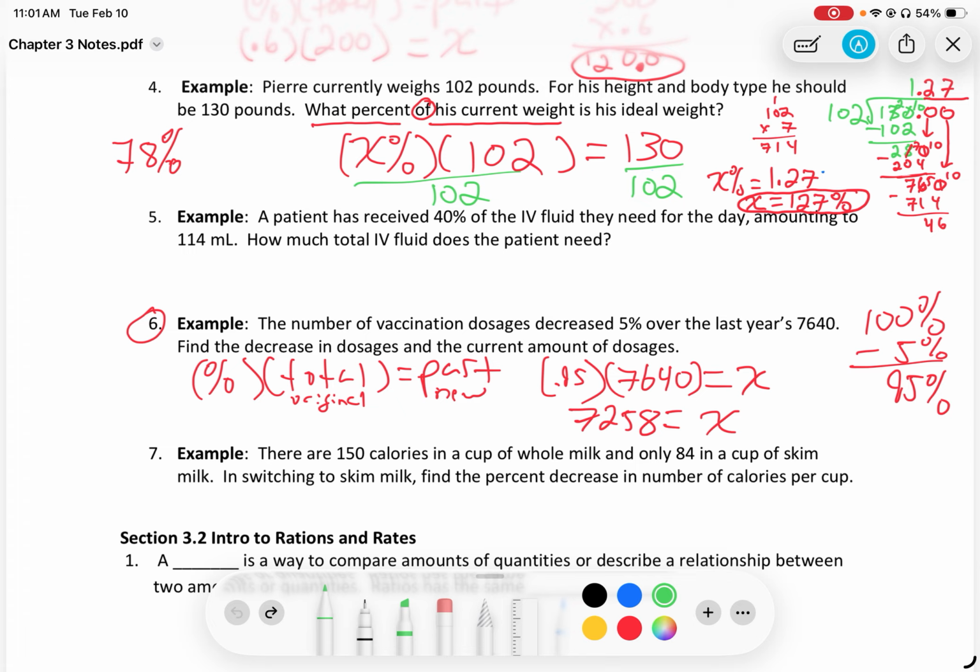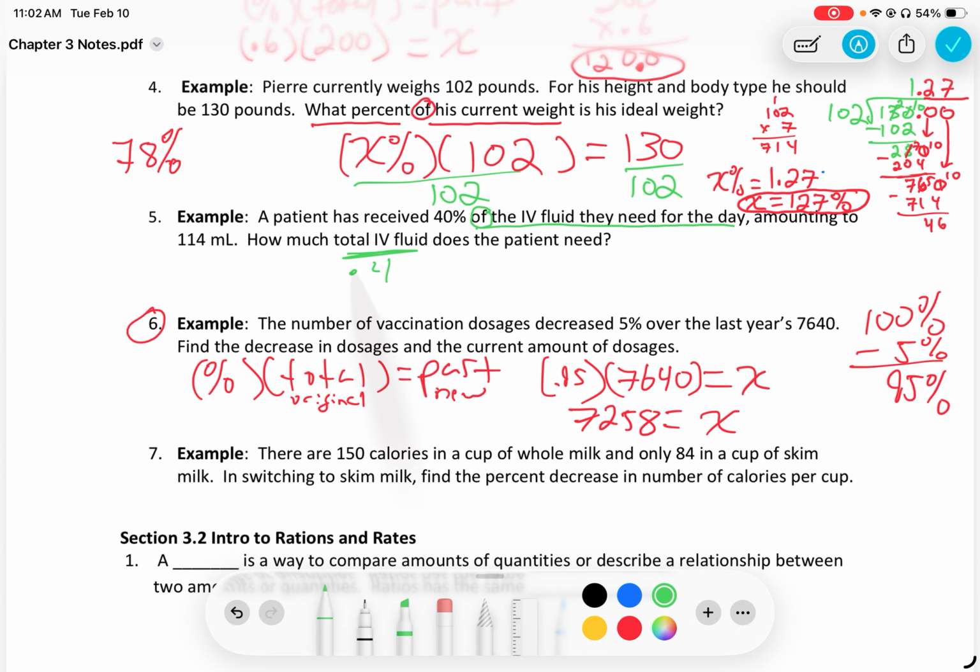Okay, so a patient has received 40% of the IV fluid they need for the day. So my "of" gives me an idea of the total, amounting to 114 milliliters. How much total IV fluid does the patient need? So what this tells me is that of the IV fluid they need for the day, this amounting to is the part. We don't know the total.